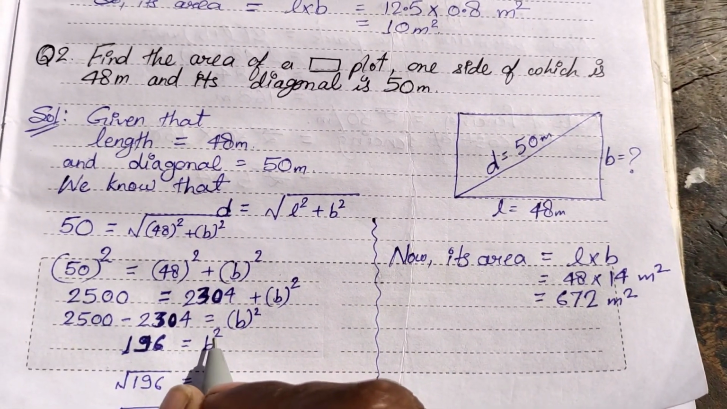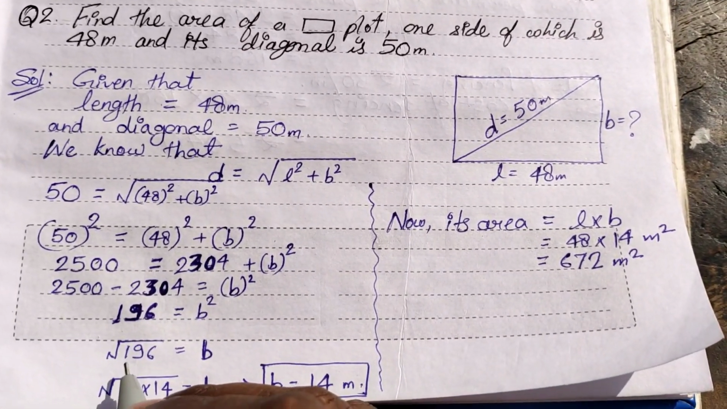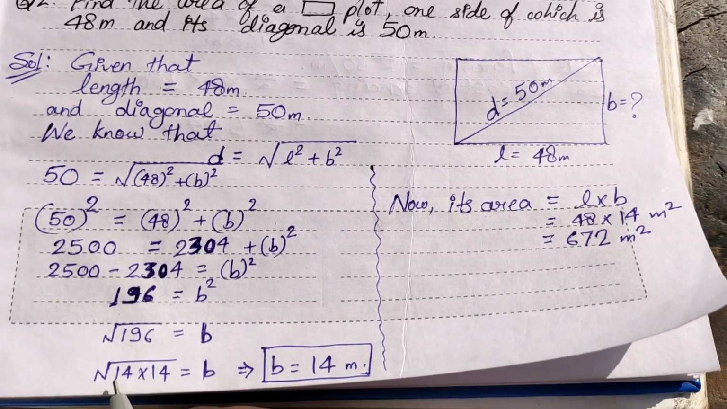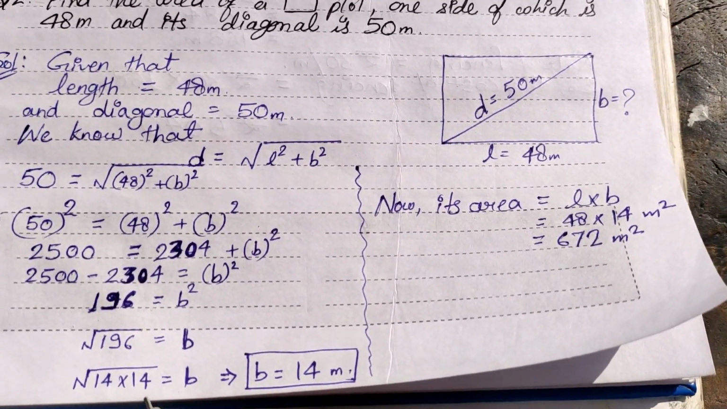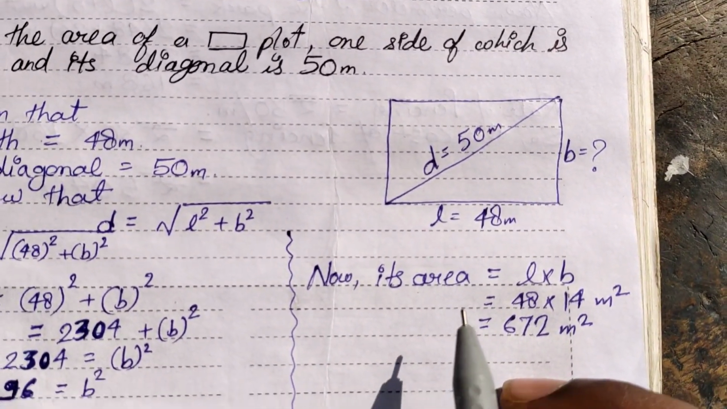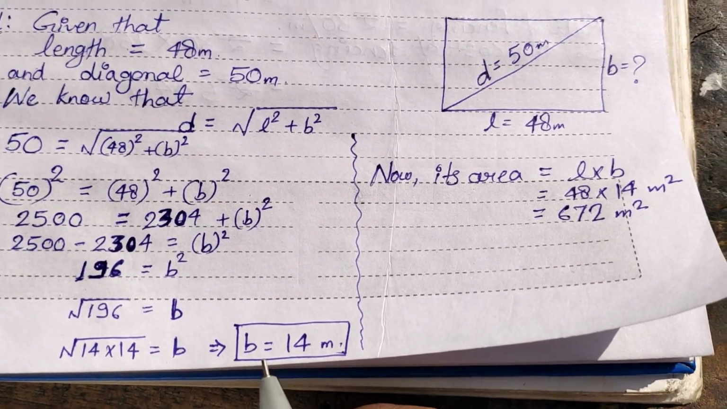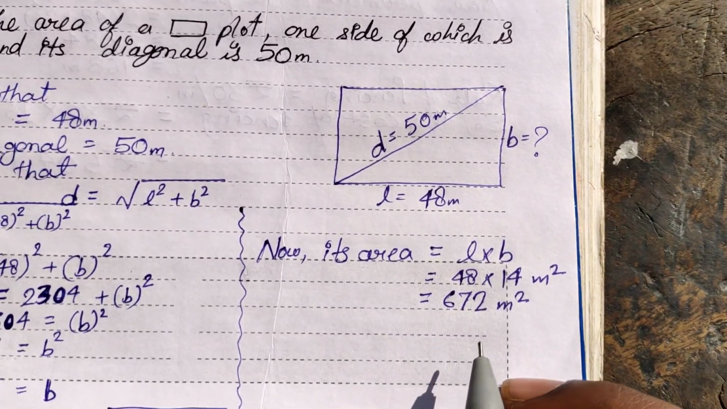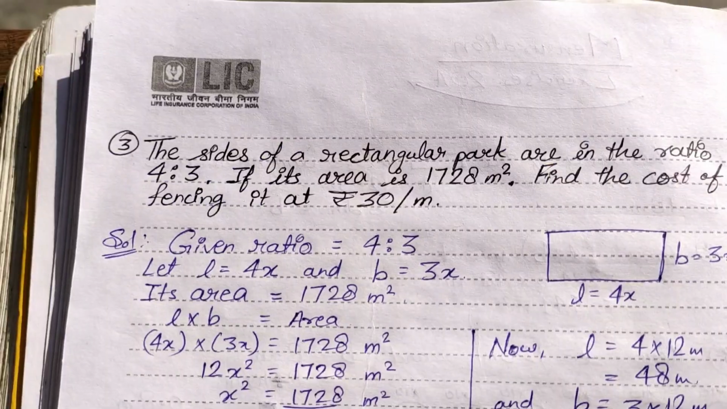Now transfer this square to the left side, we have under root 196 is equal to breadth. Now under root 196 is 14 into 14. So pull out one element from these two, we have breadth equal to 14 meter. Now its area is equal to length into breadth, we have length 48 meter and breadth 14 meter. So multiply length with breadth, 48 into 14, we have 672 meter square. Now coming to the next question.